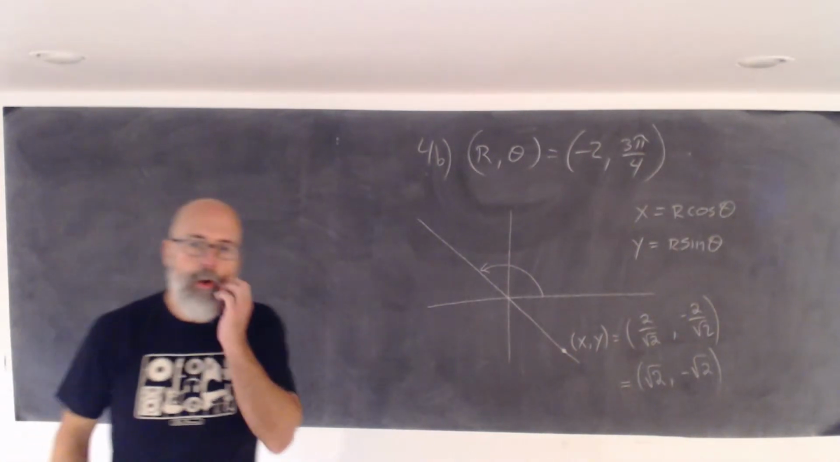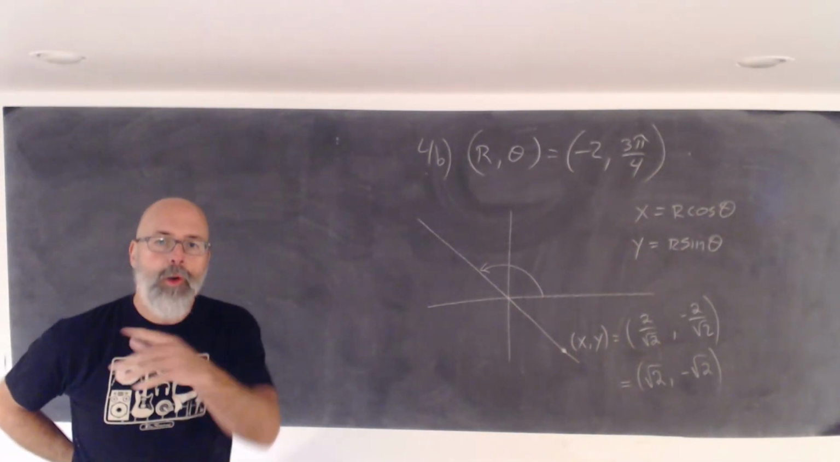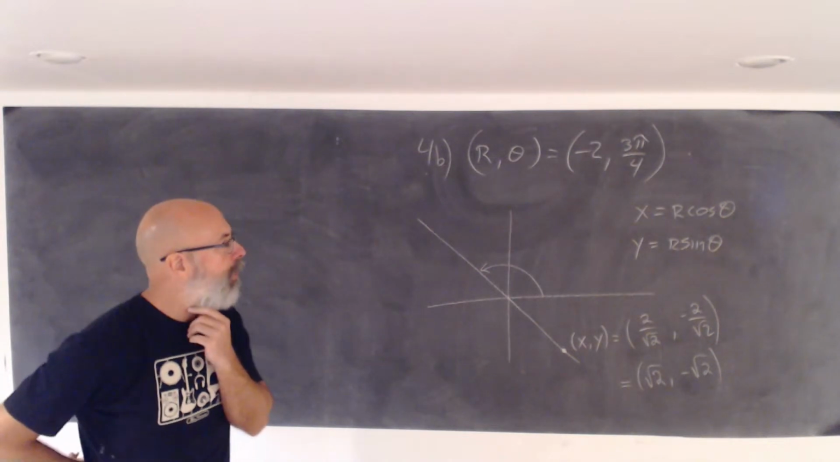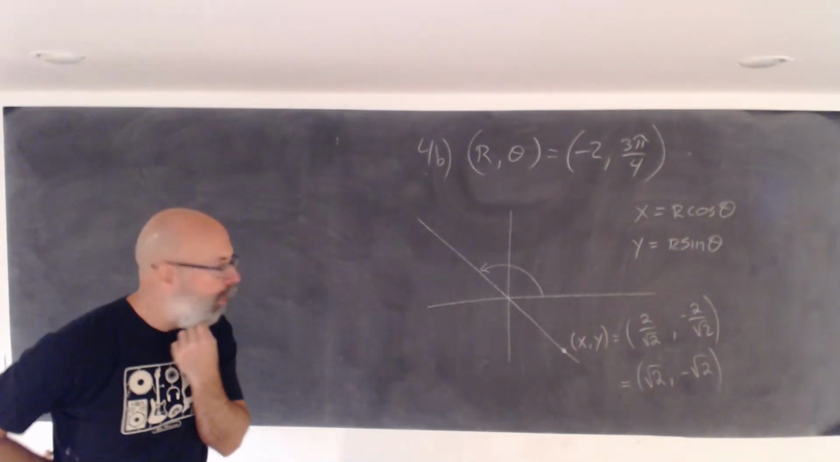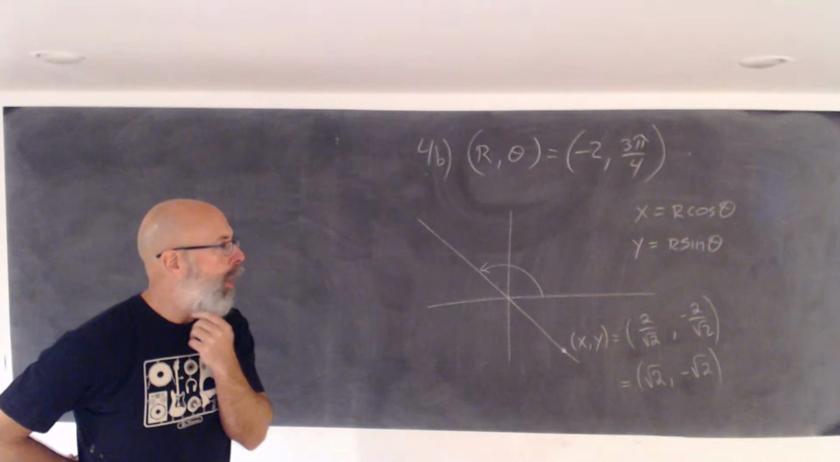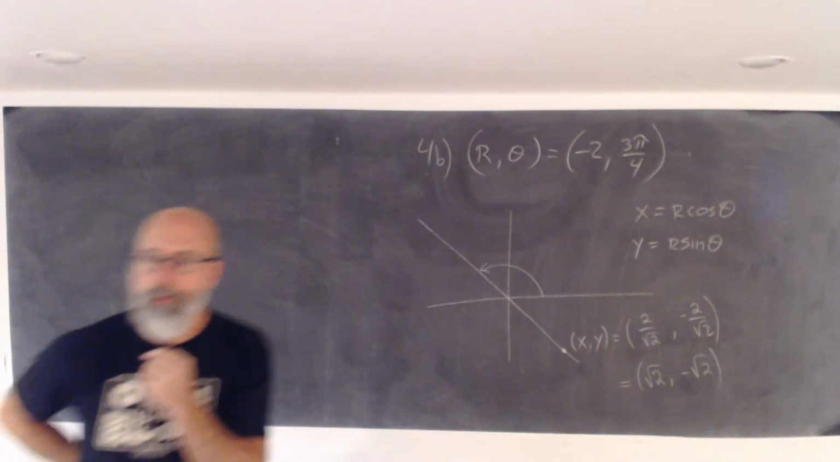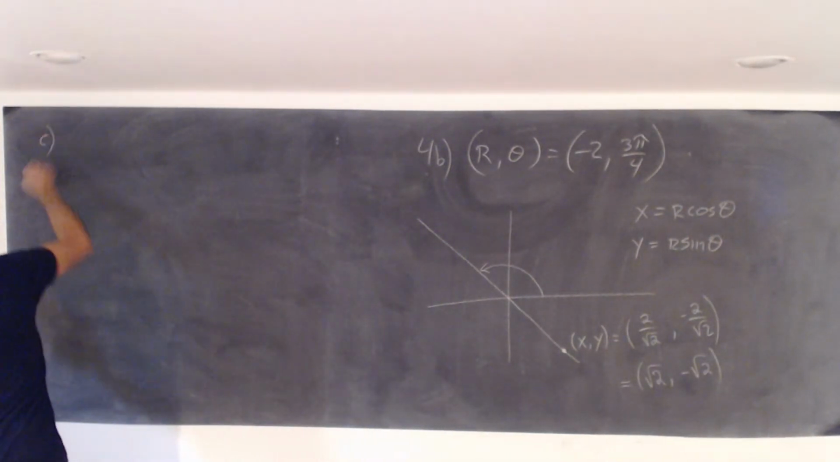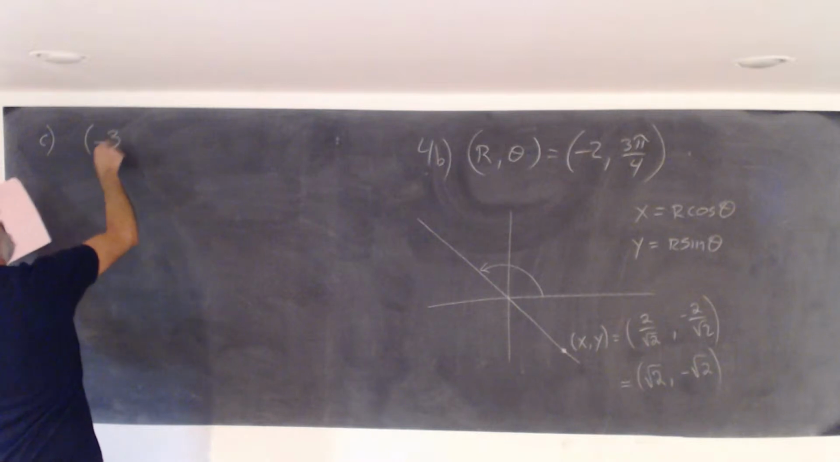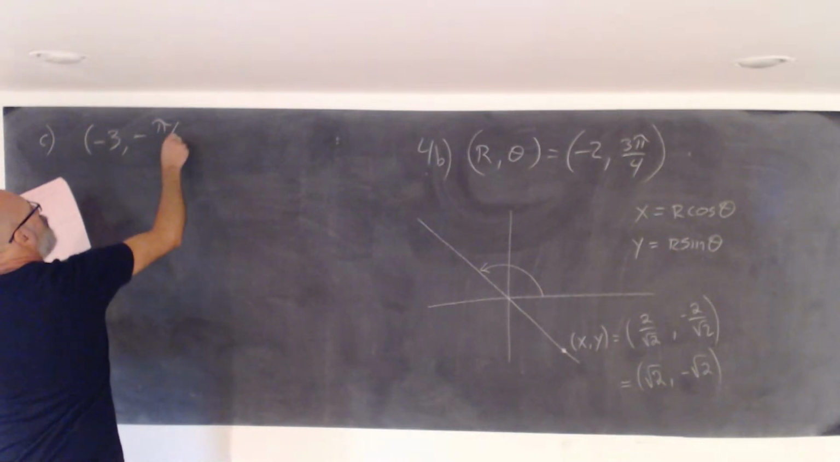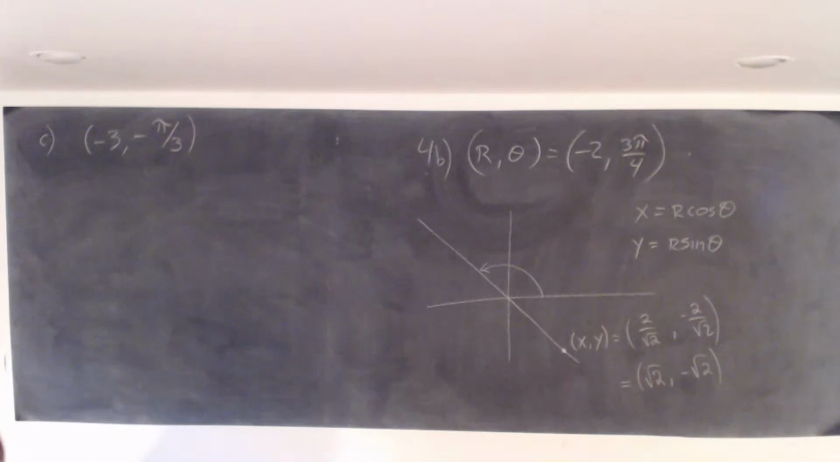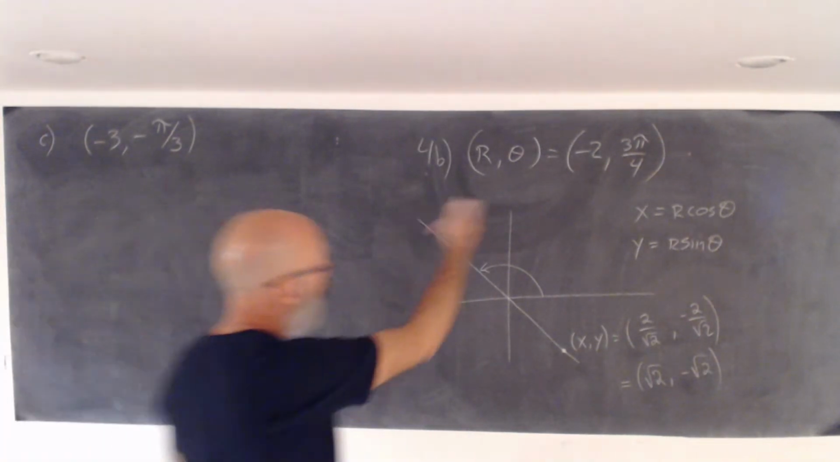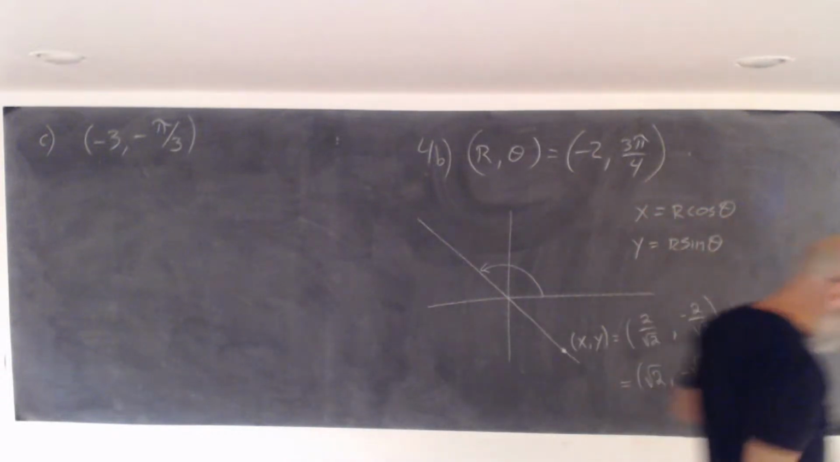Is it harder to convert from Cartesian to polar? We'll do that in a moment. It's actually slightly more work, but not that much. Let's do maybe one more, and then we'll do the opposite. It's very easy to convert from polar to Cartesian.